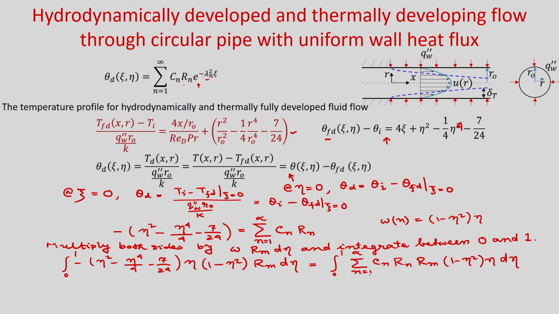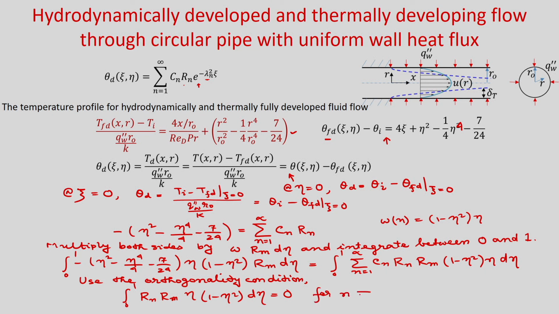So, summation of n equal to 1 to infinity. For n not equal to m, use the orthogonality condition: integral 0 to 1 of R_n into R_m into eta (1 minus eta squared) d eta is 0 for n not equal to m. C_n is constant, so C_n you take outside. Obviously, for n not equal to m, this will become 0. So, only for n equal to m, only one term will remain.